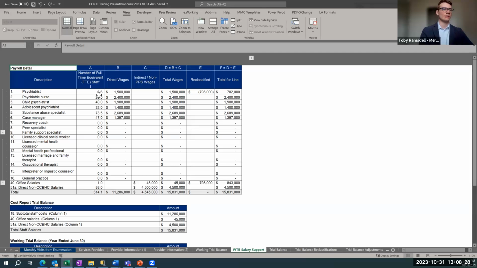One other benefit of this is that I can look at certain costs that may need to be reclassified because there are certain shared resources. So in this example, you as an organization or as the CCBHC will have the greatest insight into what services and what activities are performed by each individual. So let's say, for example, that all of the psychiatrists perform a certain portion of their time in administrative functions. In that case, I would need to make a reclassification of a portion of their salary from direct CCBHC costs to indirect costs. So I'll reclassify that cost to office salary.